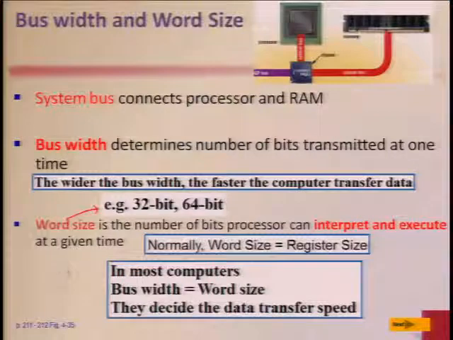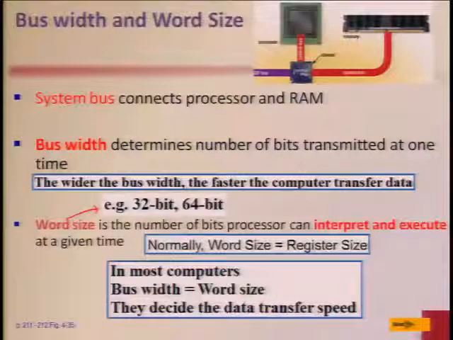The other term is the word size. The word size refers to what? The number of bits a processor can process at one time. The processor normally takes in the data in one chunk, right? How big that chunk of data to be processed by the processor is called the word size. And typically, it is also equal to the register size. Remember, we talked about registers in the earlier lecture.